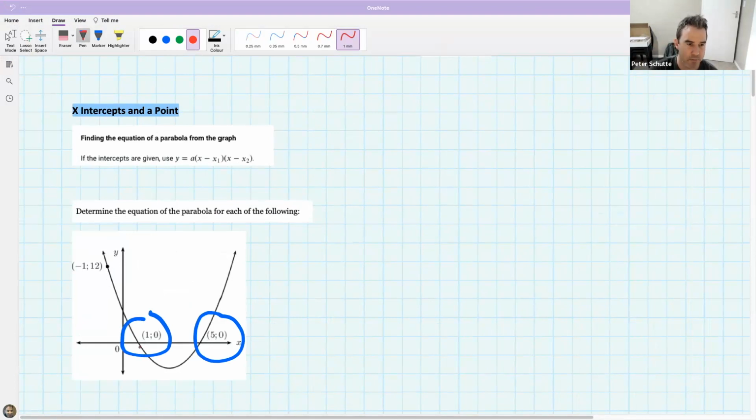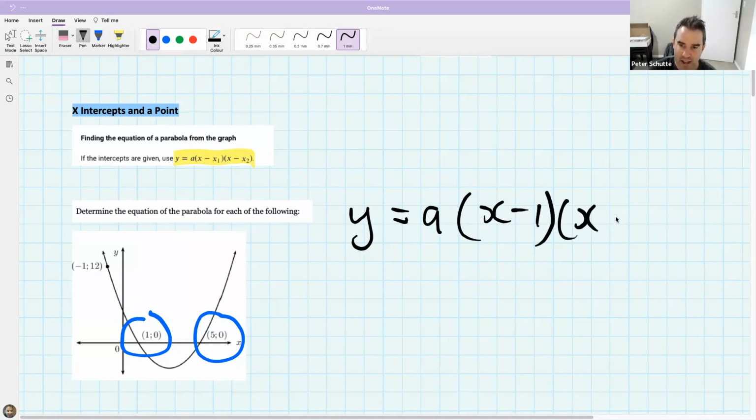And you can kind of see this parabola has been shifted across and down. Now, I don't know how much it's been shifted across and down, but I can clearly see it's done that. So we're going to use this form, and I'm going to write y equals a(x minus 1)(x minus 5), and put it into root form. Then I'm going to use this point, (-1, 12).